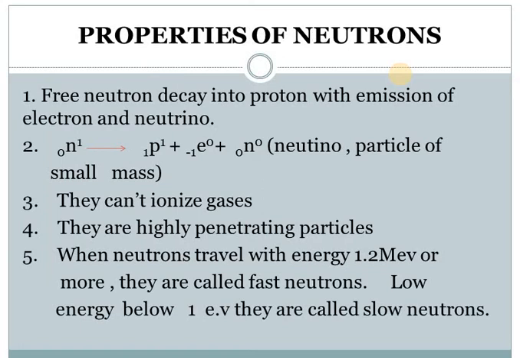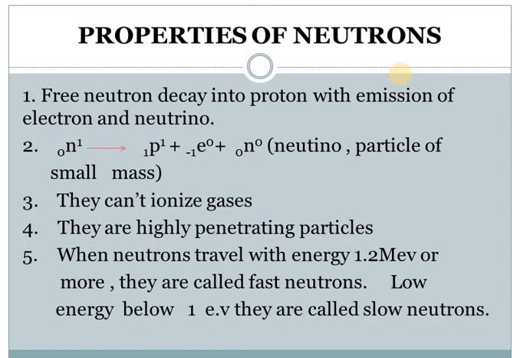Now comes the properties of the neutrons. First of all, a free neutron decays into a proton with the emission of an electron and a neutrino. If you remember, in the very first lecture we discussed the subatomic particles, that not only the electron, proton and neutron are present, but other particles are also present, and there we studied that the neutrino is one of the subatomic particles.